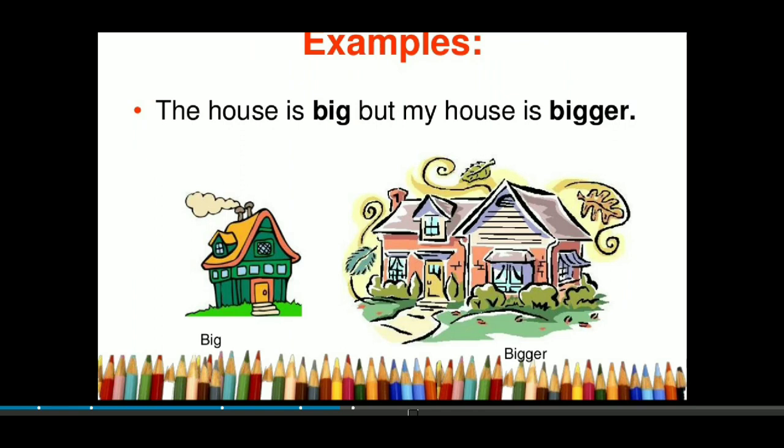The house is big, but my house is bigger. Okay, see that there are two houses. One is small compared to the other. I am comparing with another house near my house. So comparing to that, my house is bigger.